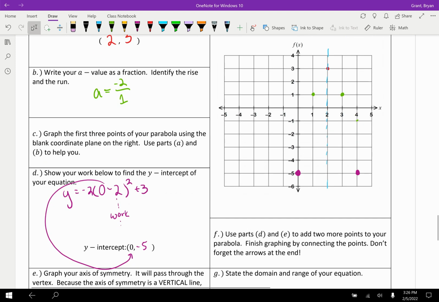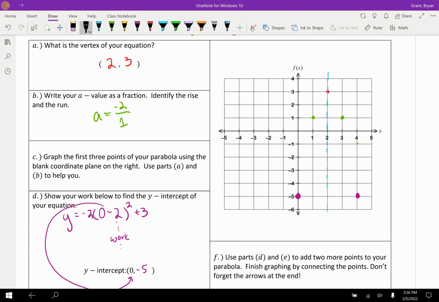Finish graphing by connecting the points. Don't forget the arrows at the end. All right, thank you, Mr. Directions. There's one. There's my arrow. And here comes the second one. And there's my arrow. Good.